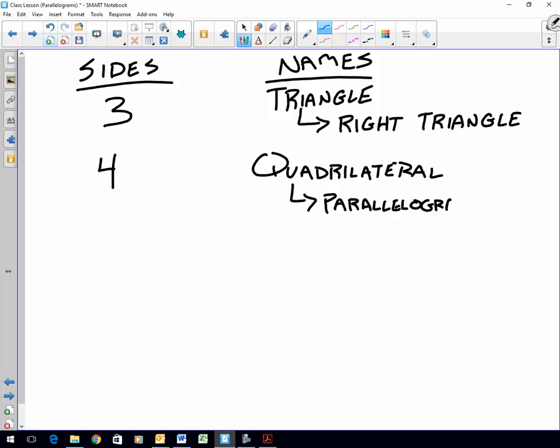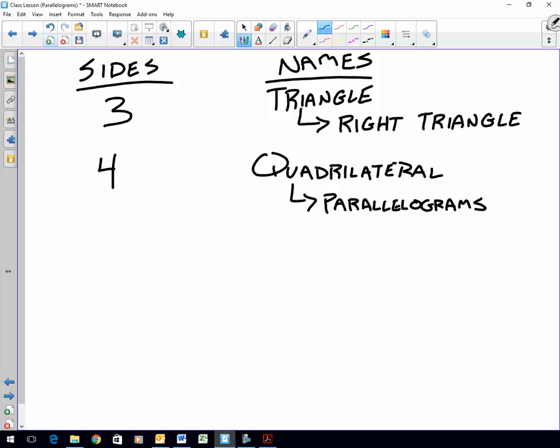Everybody with me so far? See why I do this? Some triangles are right triangles. Some quadrilaterals are parallelograms. Is every quadrilateral a parallelogram? Is every parallelogram a quadrilateral? Yes. What we'll learn tomorrow is this.